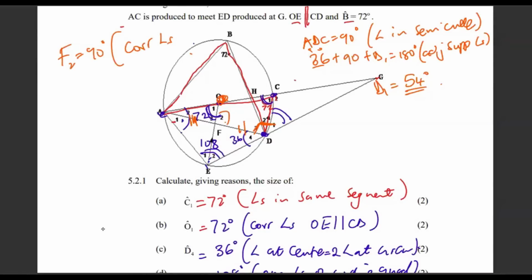Those are corresponding angles because OE is parallel to CD. Now, since this is a 90, now we know that a line from the center perpendicular to the chord must bisect the chord. Then just draw the conclusion that therefore AF is the same as FD. The reason is going to be perpendicular from the center of the circle.